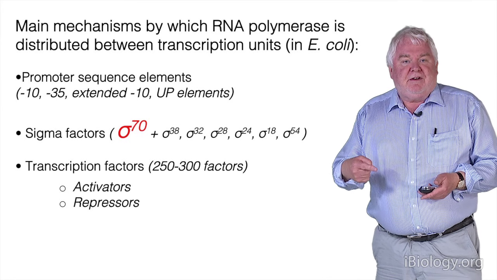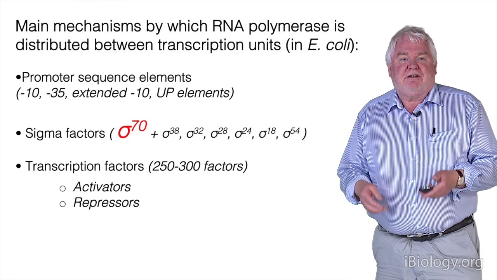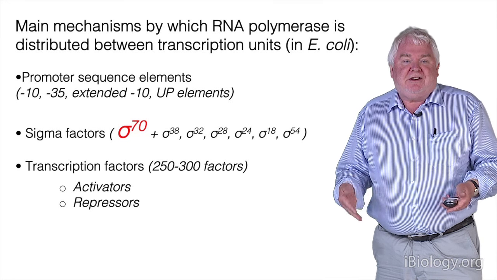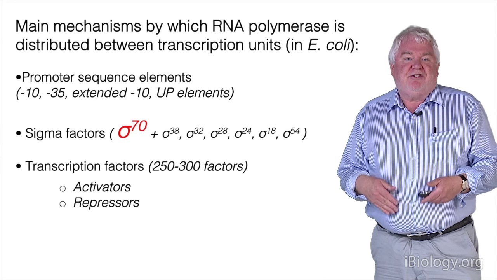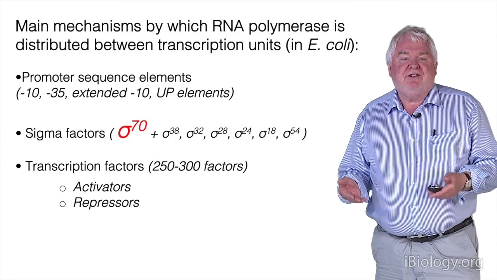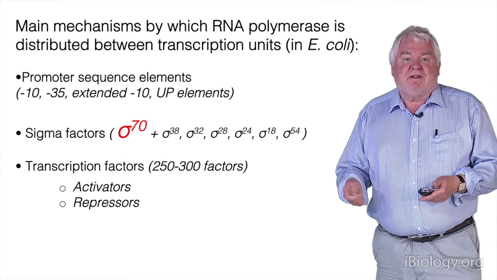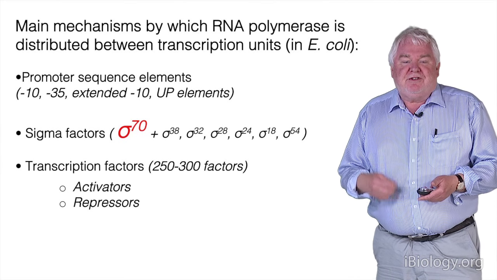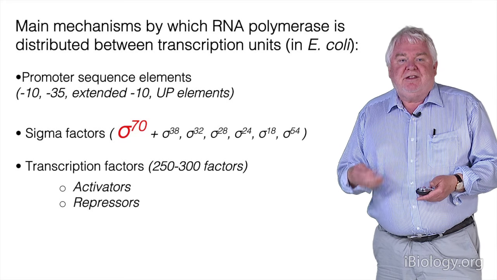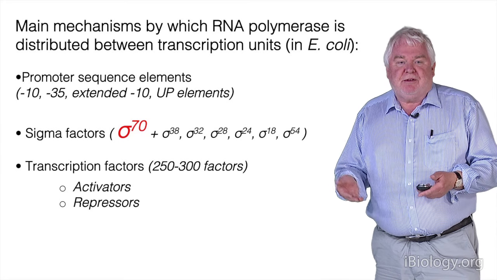Activators do the inverse. So activators interact at promoters that are defective in some way, such that the promoter's not receiving enough RNA polymerase. The job of the activator is to reverse that and make sure that the promoter receives more RNA polymerase, thereby driving transcription.